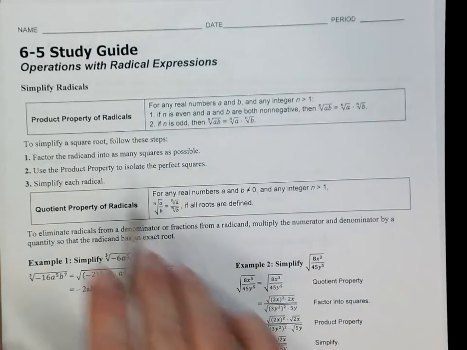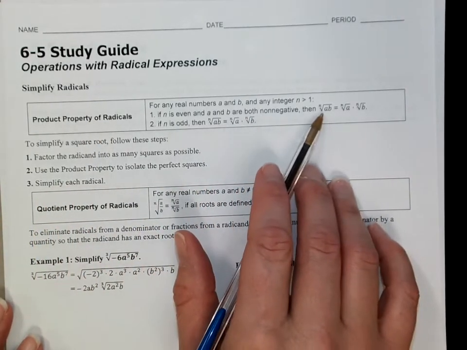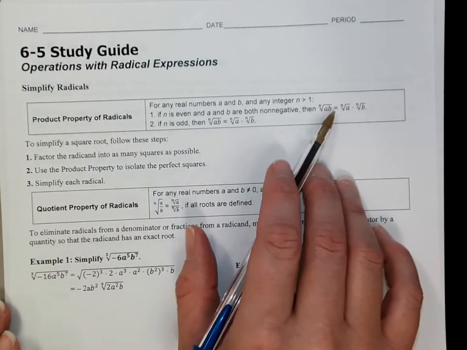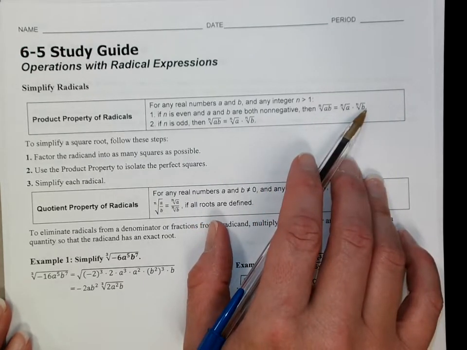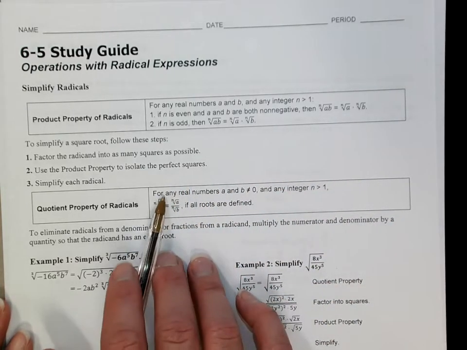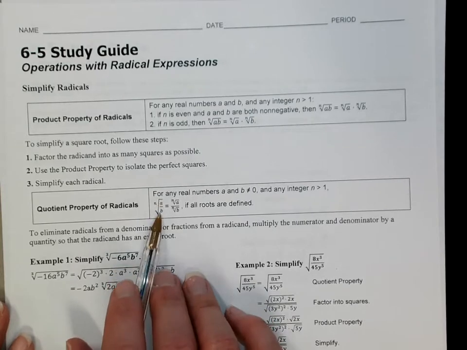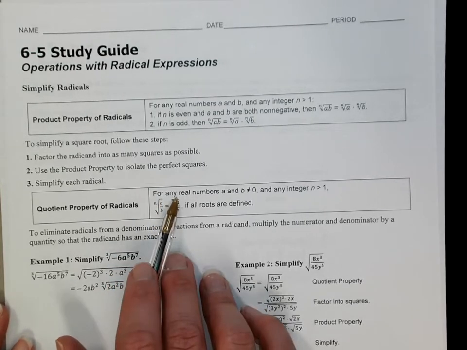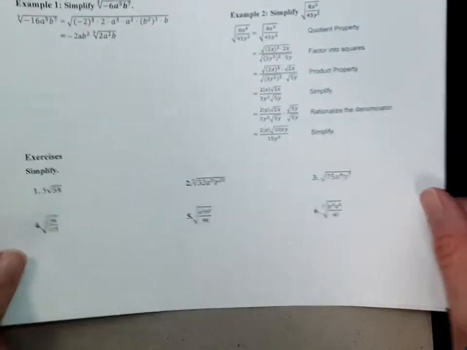Okay, so a couple things. Remember your product property of radicals. If you have the square root, for example, of two numbers multiplied together, that's the same thing as splitting it apart into two separate square roots. Same thing whenever you have the quotient. If you have the square root of two different things divided, it's the same thing as the square root at the top divided by the square root at the bottom. So just a couple rules that, again, you've already used before.